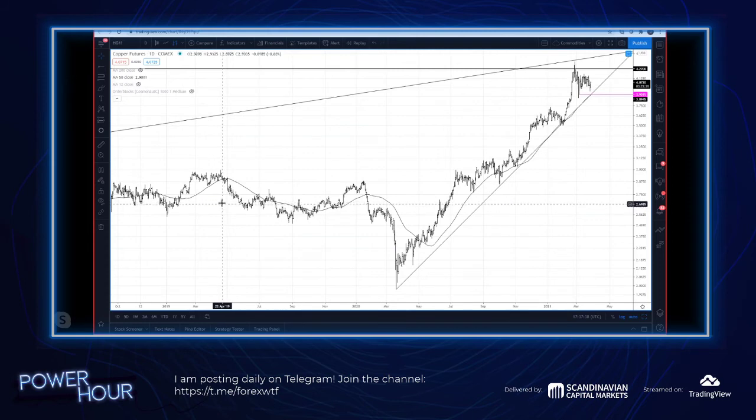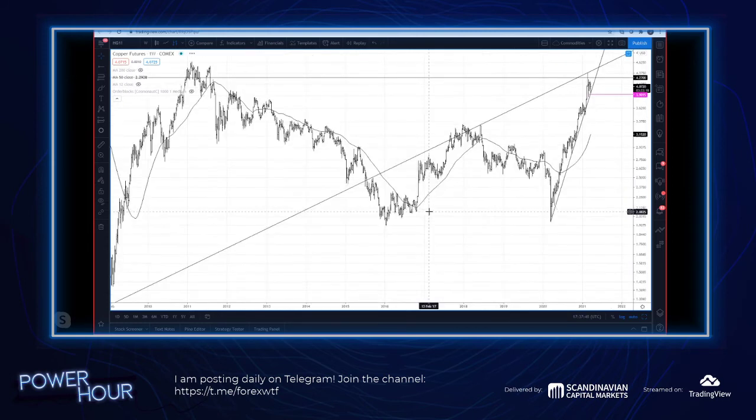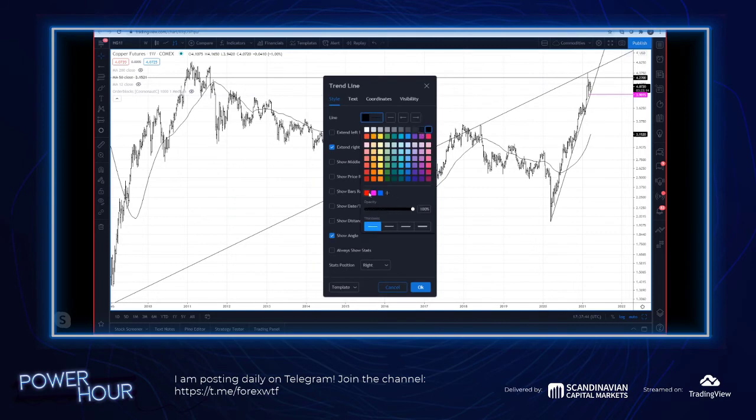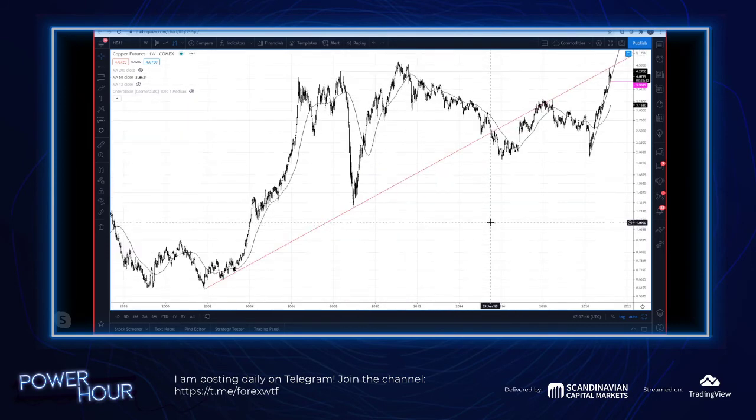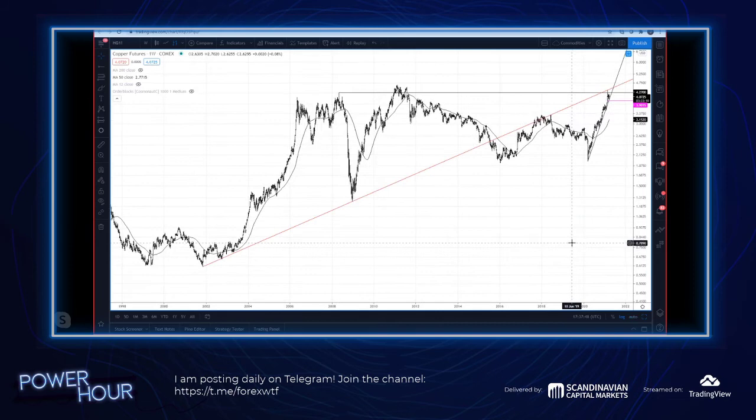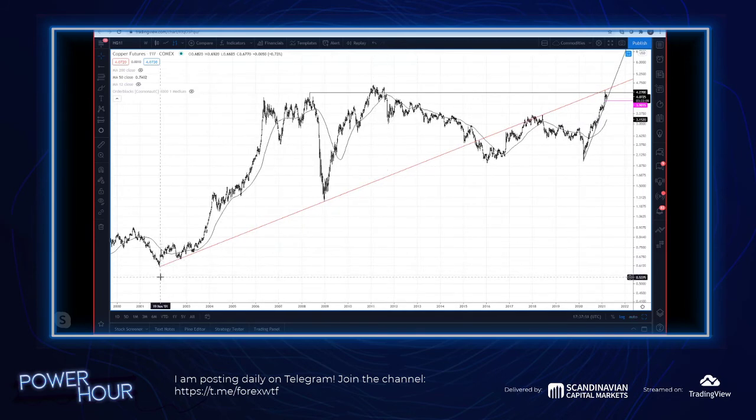However, I will note, we'll put this in red because it's important. Look at this trend line in copper back to 2001. Okay, off of the financial crisis low in December of 08. The real financial crisis low, by the way, was October of 08. However, different assets bottomed at different times.